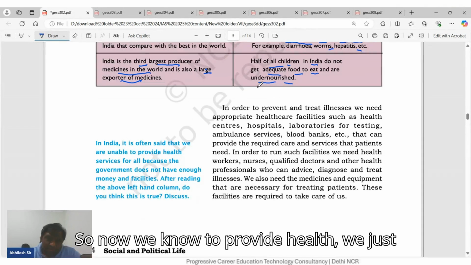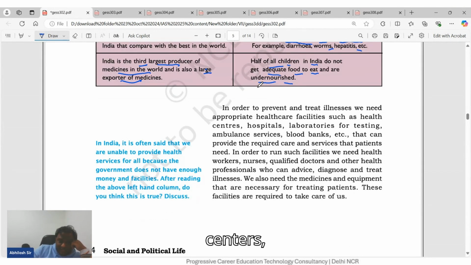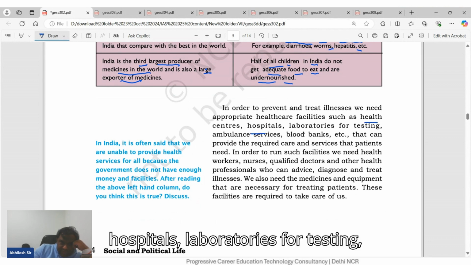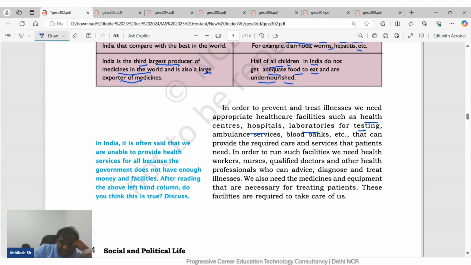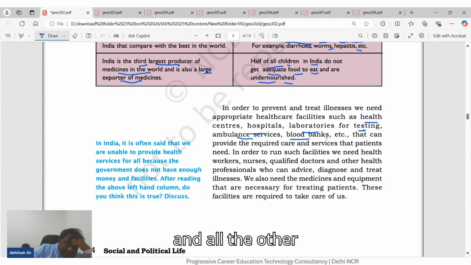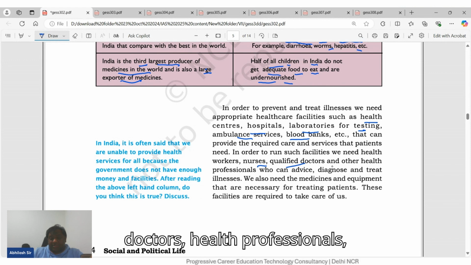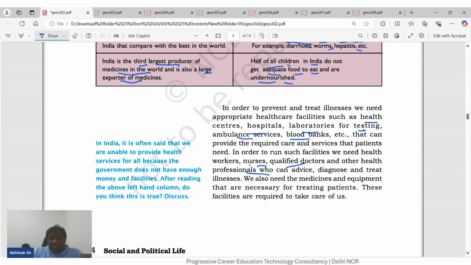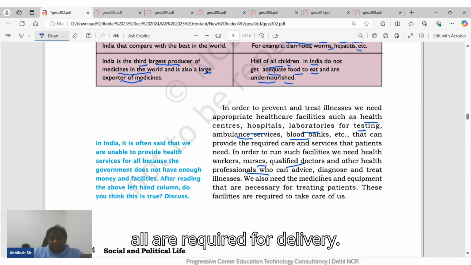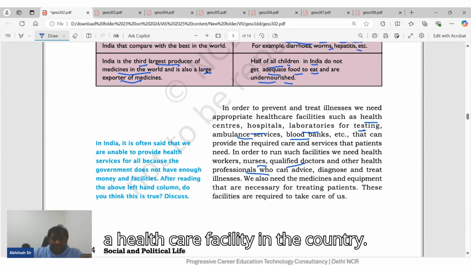So now we know that to provide health, we don't just need doctors, but health centers, hospitals, laboratories for testing, ambulance service, blood banks, and all the other staff, qualified staff, nurses, doctors, health professionals. All are required for delivering a healthcare facility in the country.